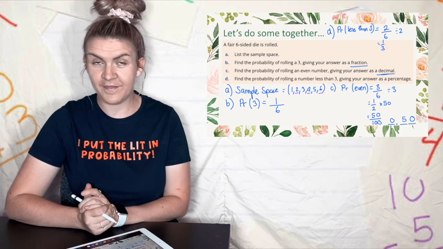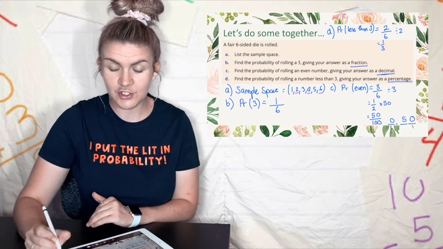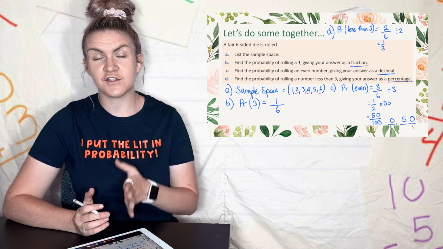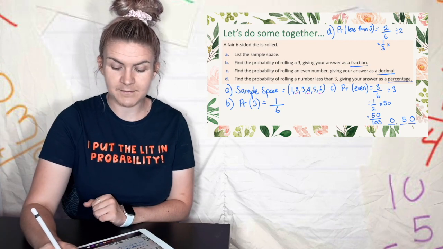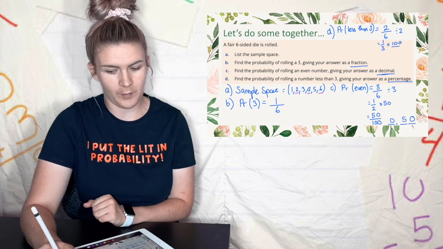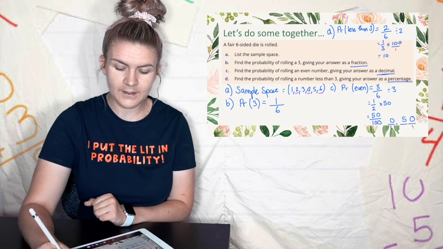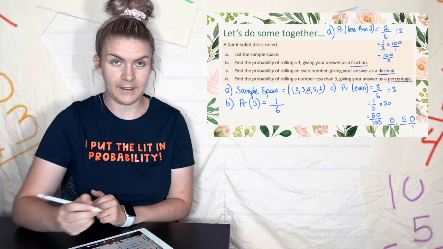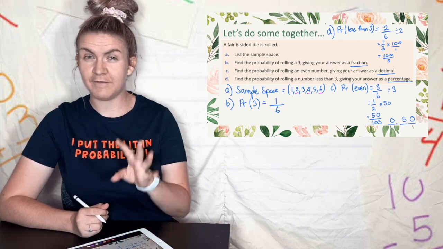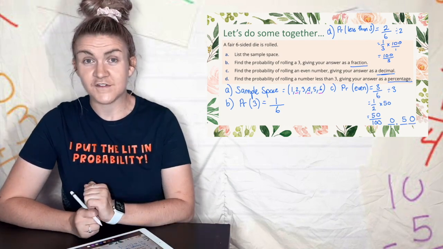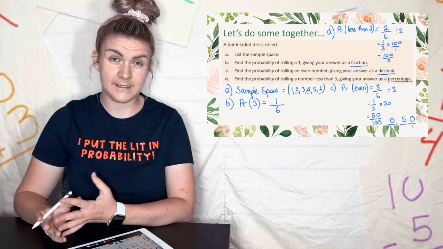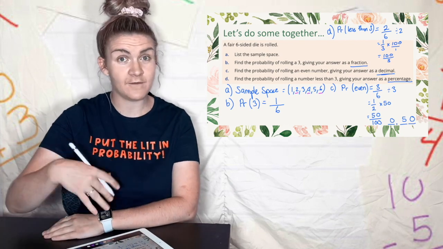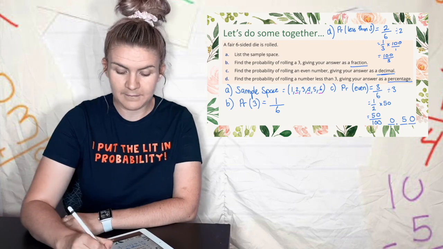Now I have my 1/3, but my question says that I need to show it as a percentage. So to turn a fraction into a percentage, I need to times by 100/1, which will give me 100 divided by 3. This is still a fraction and I shouldn't have a fraction in my percentage. So I could convert the denominator to 100, but I know that 3 doesn't do that very nicely. So I'm going to divide the numerator by the denominator.